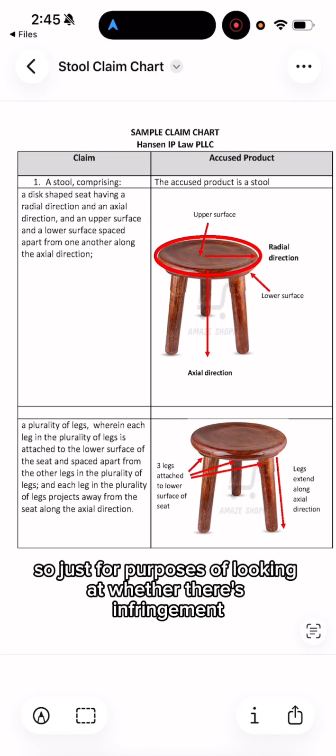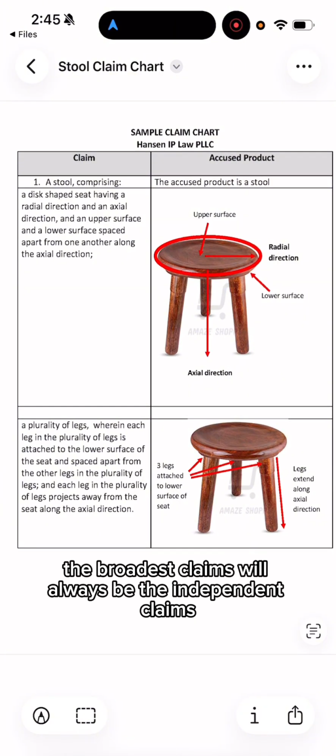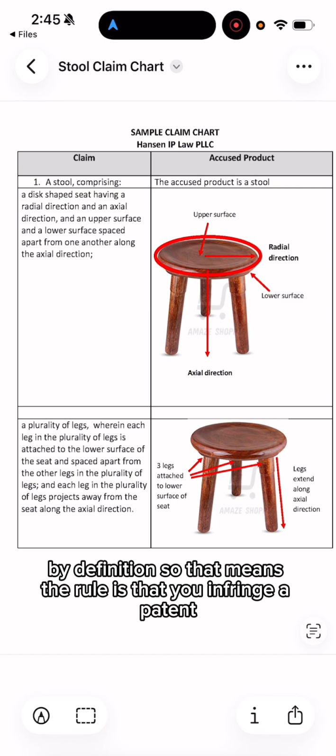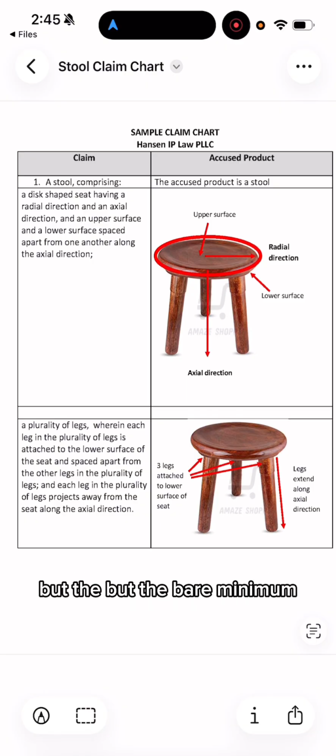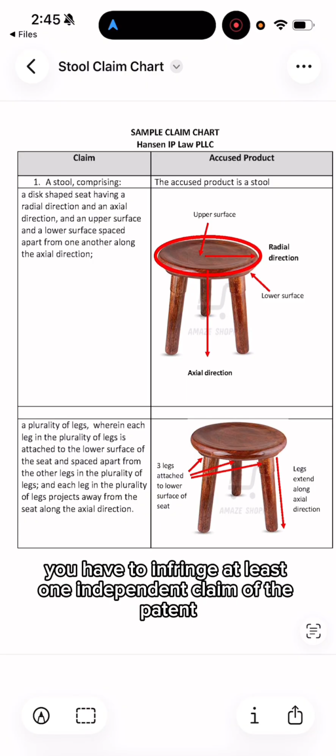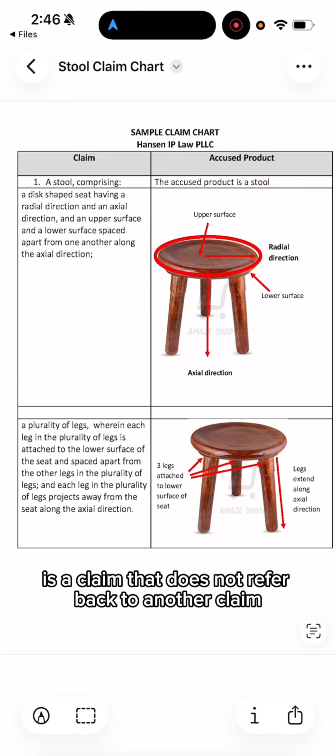So just for purposes of looking at whether there's infringement, you have to infringe at least one claim of a patent. The broadest claims will always be the independent claims by definition. So that means the rule is that you infringe a patent if you infringe at least one independent claim. You may infringe more, often you do, but the bare minimum to infringe a patent is you have to infringe at least one independent claim of the patent. And again, an independent claim is a claim that does not refer back to another claim.